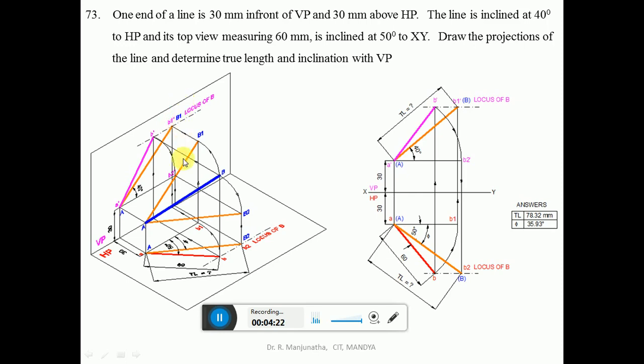When you look from the top view, you can see that small ab1, which is the line parallel to VP, is in front of VP by 30. So in other words, this is ab1 which has been rotated from this. Once you have the top view here, this is the line which is going to be rotated such that A is in front of VP by 30 mm and this B is also in front of VP by 30 mm, so that this line will be capital B1, which will be in front of VP.